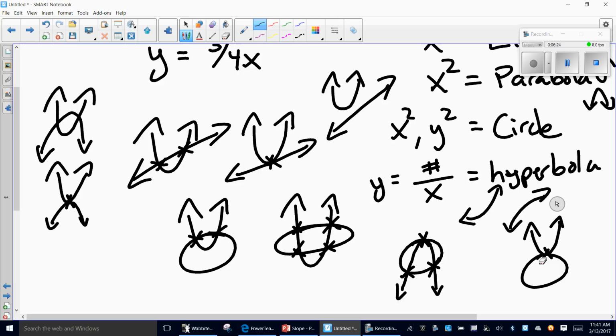It could have 1, 2, 3, 4. So we're going to work all the way from no solution where they don't cross today, all the way up to where they possibly might have as many as 4 solutions. Okay? Any questions on that? All right. So let's look at the first one that we have.